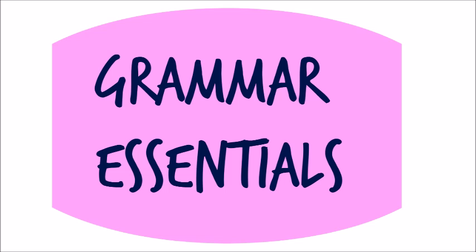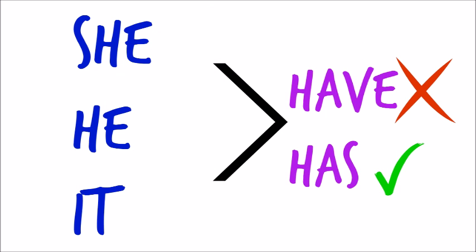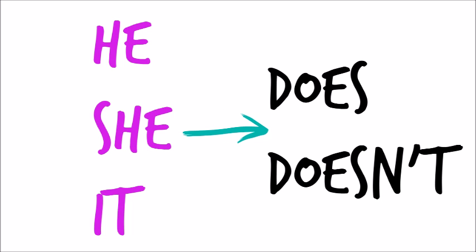But before we continue, we'll go through some grammar essentials in order for you to understand everything very clearly. Let's remember that the subjects she, he, and it do not use the verb have. They require a little change in the verb, being has instead of have, but the meaning is exactly the same. Another reminder: the subjects she, he, and it use the auxiliary does when it's affirmative and doesn't when it's negative.